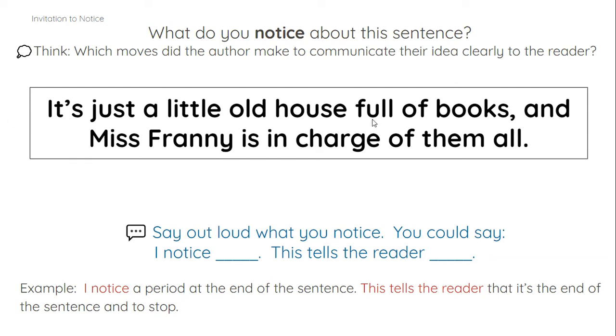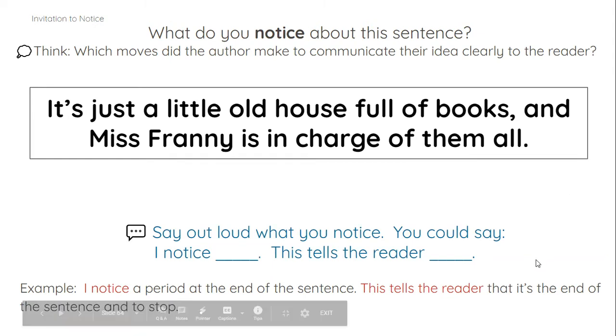So you have a complete sentence, it's just a little old house full of books. And you have another complete sentence, Miss Franny is in charge of them all. These are independent clauses. When you have 2 independent clauses and you want to stick them together, that is when we use this comma and this conjunction, or this word and.